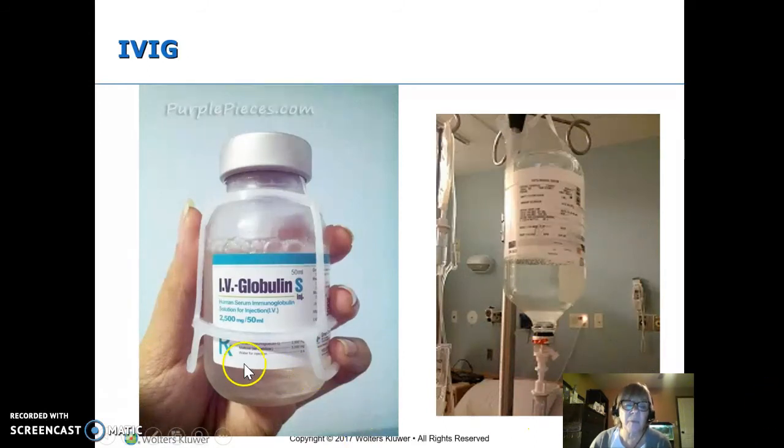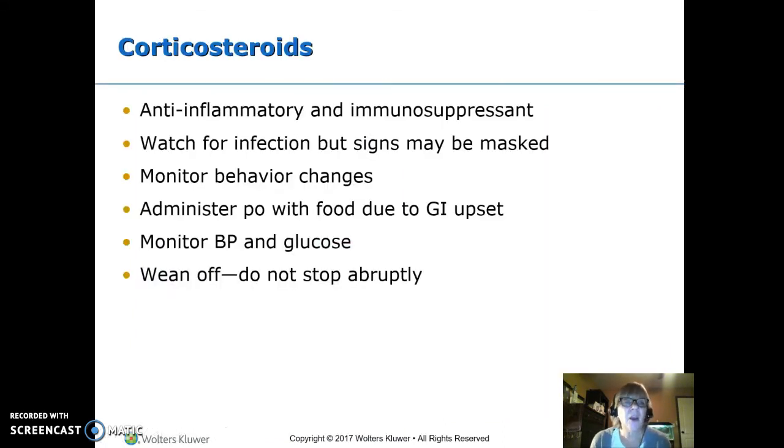So here's our IVIG. Can come mixed or as just a powder with directions for mixing it. And often it's in a glass bottle. And if you've ever noticed on your IV tubing, there's this little vent here. It's for glass bottles. So you actually open the vent so that as fluid comes out, air can get in to the bottle. Otherwise, you'd get a vacuum and it'd quit coming out.